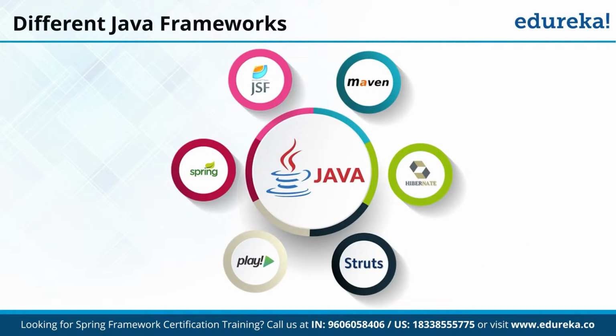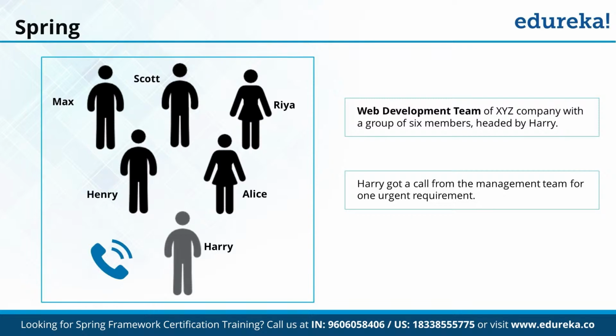We have various Java frameworks available now. There are a lot of frameworks available, and a framework is nothing but a set of APIs. You have JSF, Maven, Hibernate, Struts, Play, Spring, etc. A lot of Java frameworks are available in the market. Specifically, we are going to discuss Spring Framework. There is a web development team of some XYZ company.